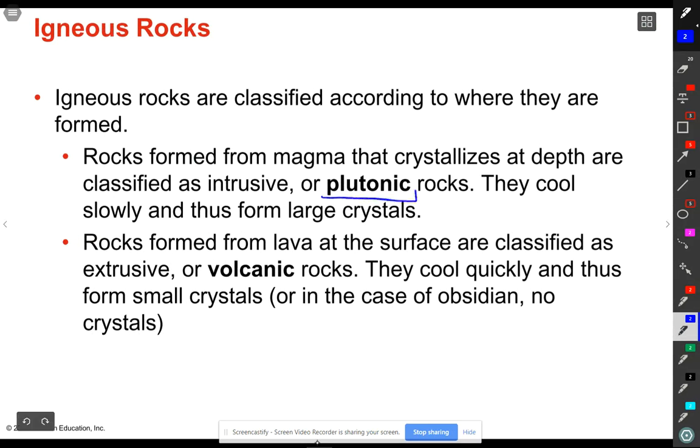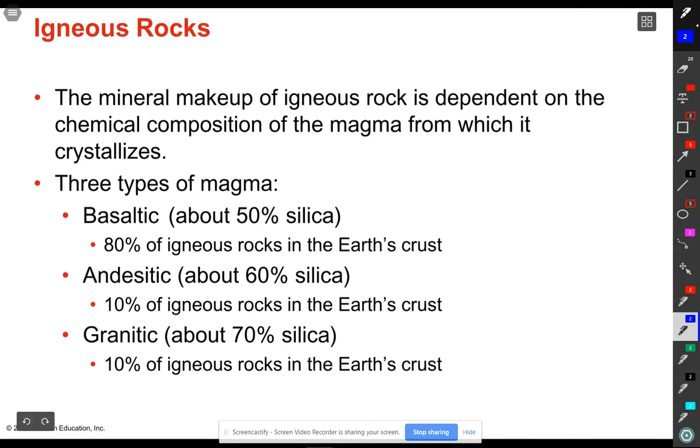Plutonic. Anyone heard of a pluton before? Wait, can you go back really quick? I can. You gotta take a picture. Anybody heard of a pluton?